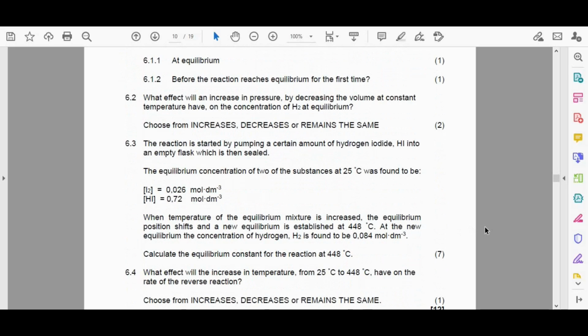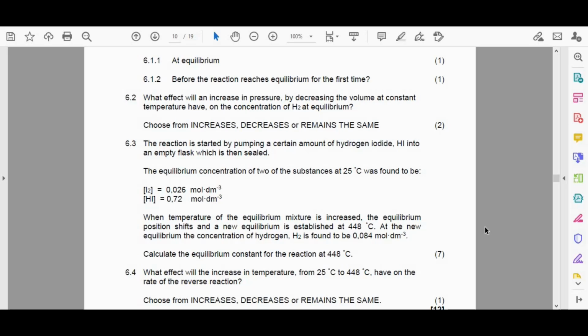6.3 is our KC calculation, our actual KC calculation. They say the reaction is started by pumping a certain amount of hydrogen iodide into an empty flask, which is then sealed. The equilibrium concentration of two of the substances at 25 degrees was found to be 0,026 mole per decimeter cubed for iodine and 0,72 mole per decimeter cubed for hydrogen iodide. Now when the temperature of the equilibrium mixture is increased, the equilibrium position shifts and a new equilibrium is established at 448 degrees Celsius. At the new equilibrium, the concentration of hydrogen, H2, is found to be 0,084 mole per decimeter cubed. Calculate the equilibrium constant for the reaction at 448 degrees Celsius.